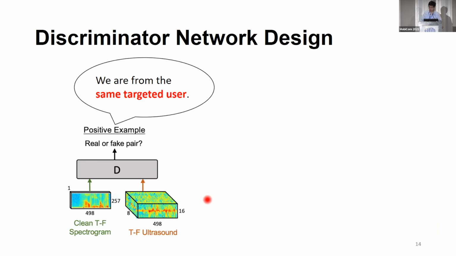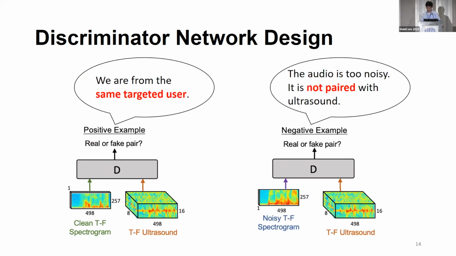As you can see here, if the input is clean speech and ultrasound features, the discriminator will find that they are a pair, because they both characterize the same target user's articulatory gestures. However, when it comes to this noisy spectrogram and the time-frequency ultrasound, the discriminator will find the audio is too noisy. It is not paired with the ultrasound.